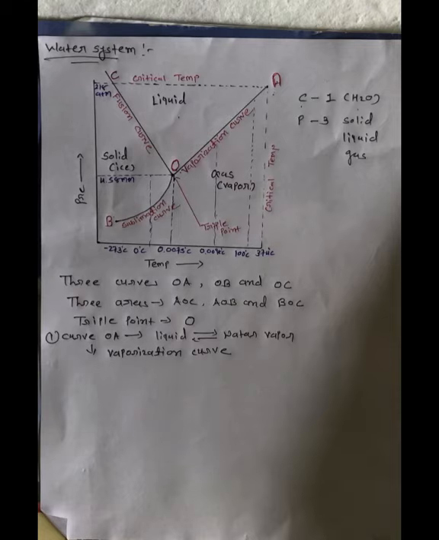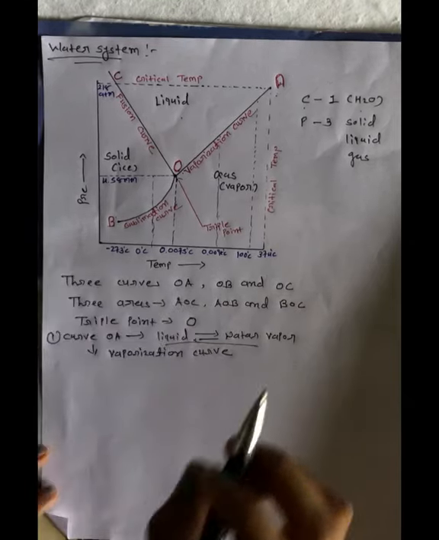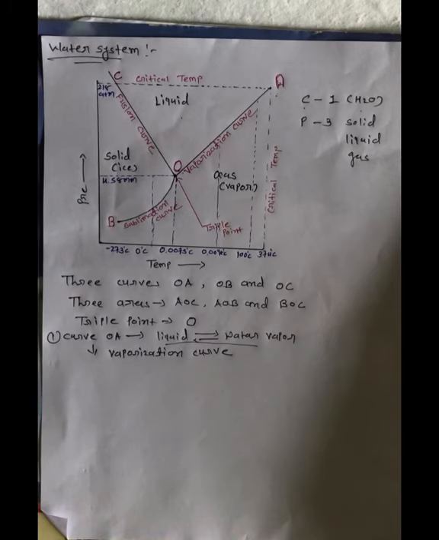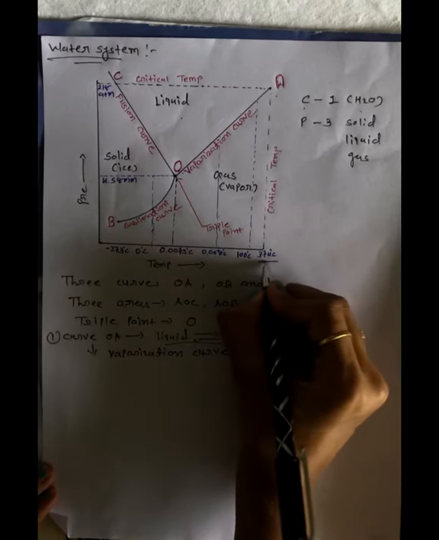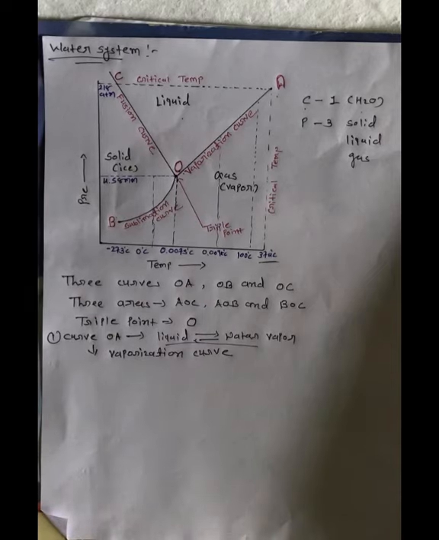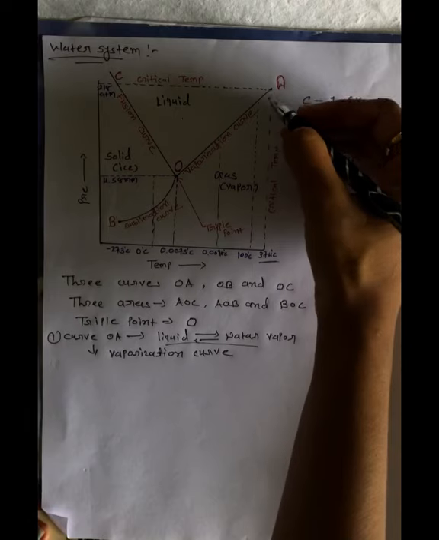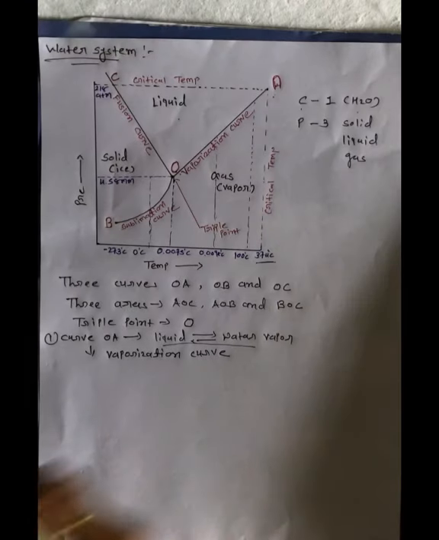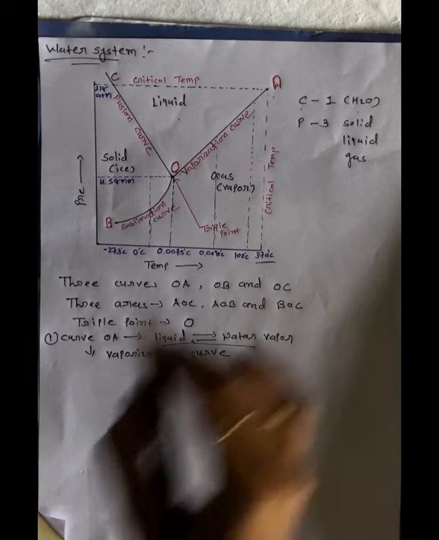At any point of the curve, the following equilibrium will exist. And the equilibrium will extend up to the critical temperature. What is the critical temperature? That is this one, 374 degrees Celsius. The curve OA finishes at point A, where liquid water and water vapor are not distinguishable, right? So this is only one phase.